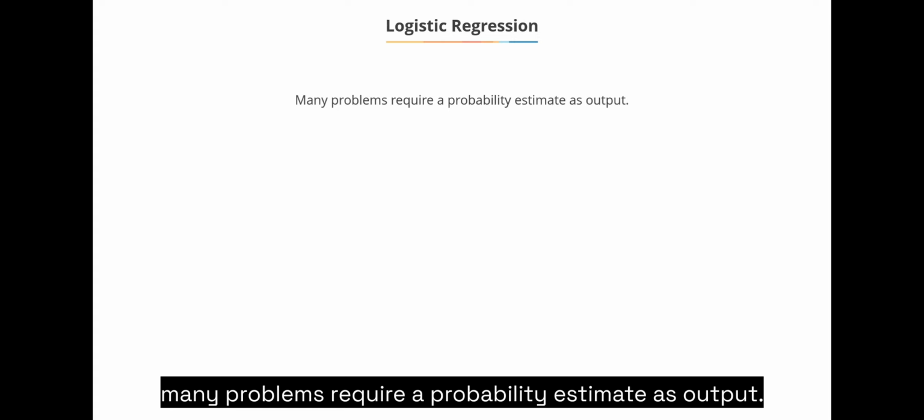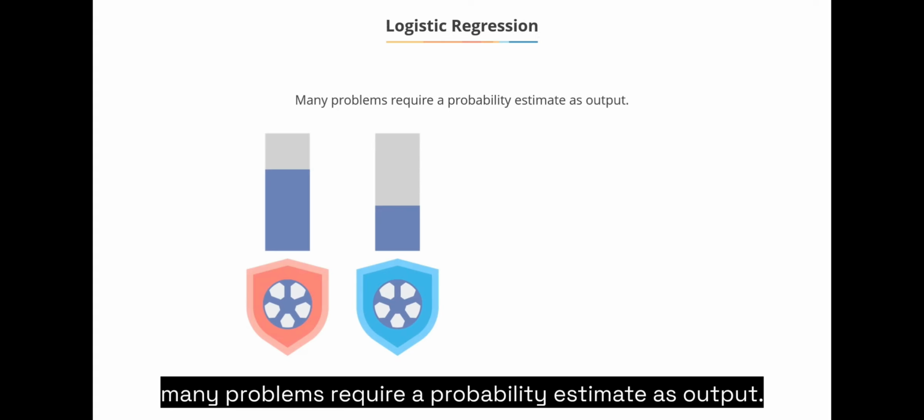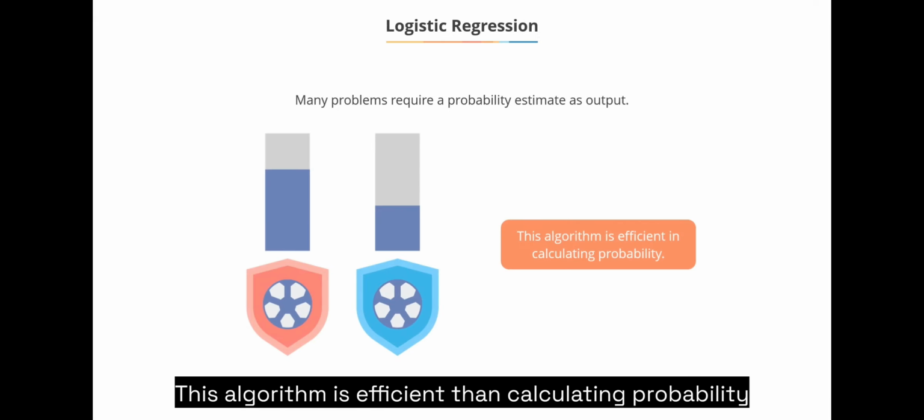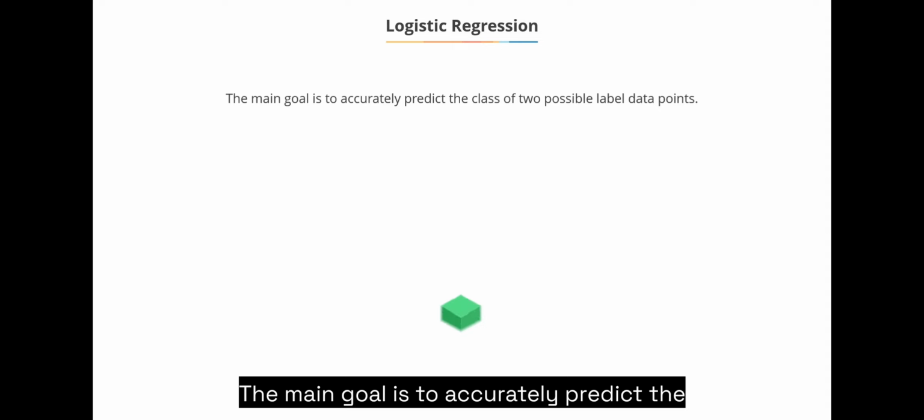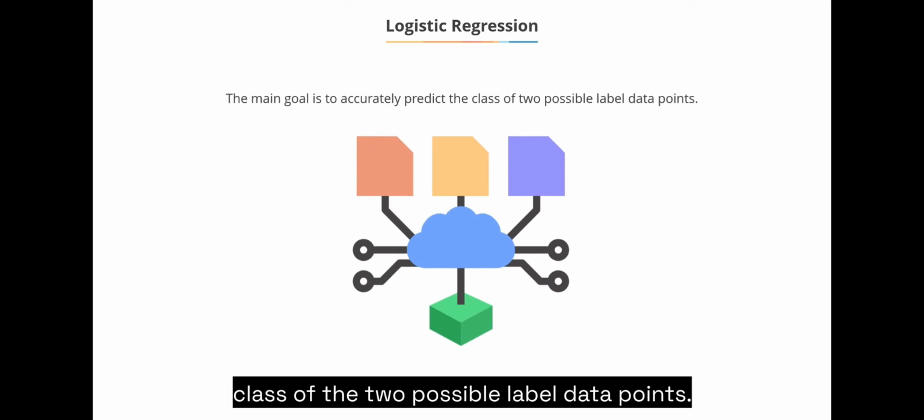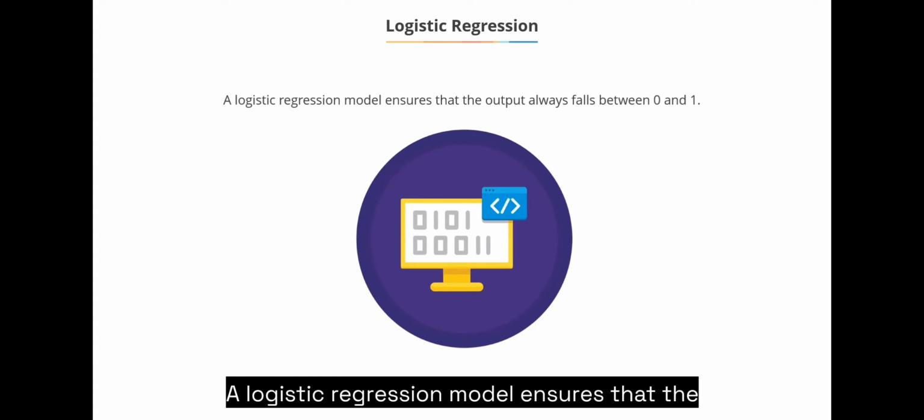Many problems require a probability estimate as output. This algorithm is efficient in calculating probability. In logistic regression, the main goal is to accurately predict the class of the two possible labeled data points. A logistic regression model ensures that the output always falls between 0 and 1.